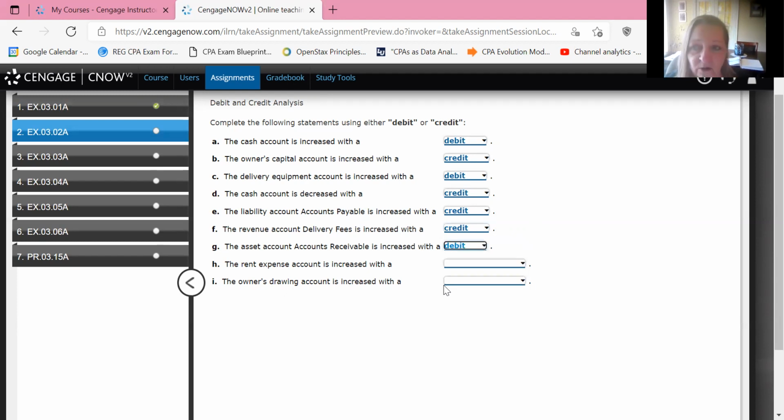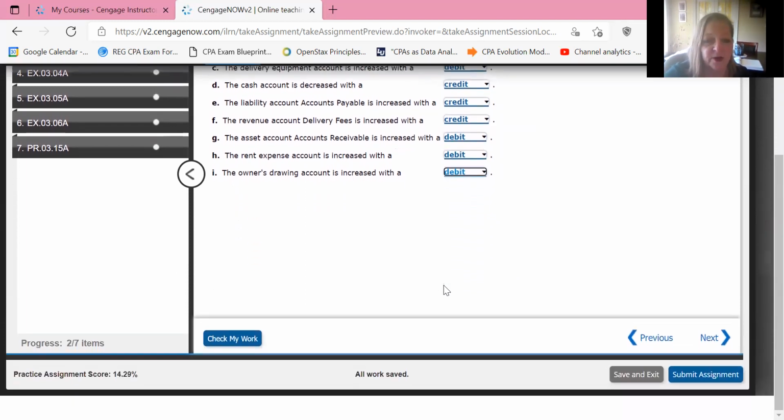The rent expense account, okay, now the only ones that are increased with a debit are assets, drawing, expenses. Oh, it's an expense, so that's how I know it's going to increase with a debit. And then the owner's drawing, here it goes again, assets, drawing, expenses, increases with a debit. And then I look back one more time and make sure that if they all said increase, then I would have said one thing, but if something said decrease, I've got to make sure it's the opposite. Only one said decrease, and that's the one we caught. All right, so I think I'm ready to check more.